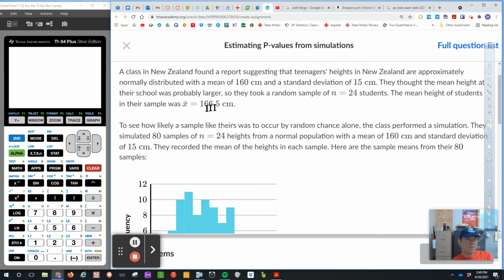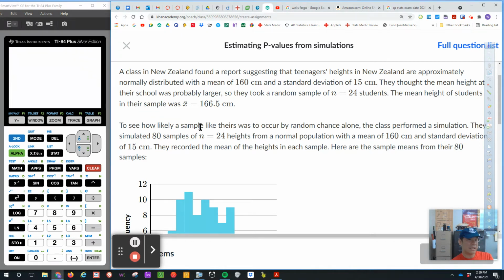So, if you look at this 166.5 from the sample and the mean was believed to be 160, standard deviation 15, do you have any reason to believe that that 160 is incorrect? From the sample that you took, your mean is 166, which is obviously greater than 160, right? And that proves maybe what your school thought. Your school thought that the mean height at your school was probably larger, and from the sample it looks like it. But is that really true?